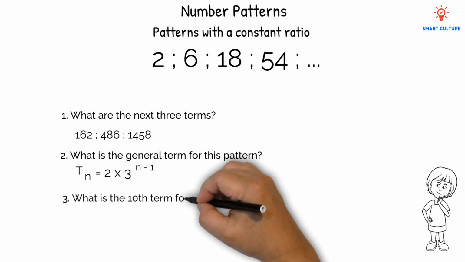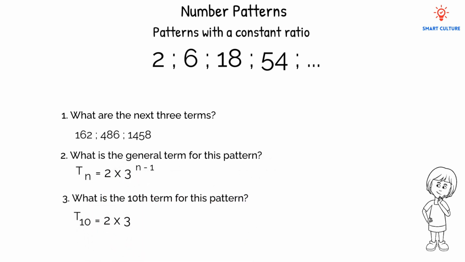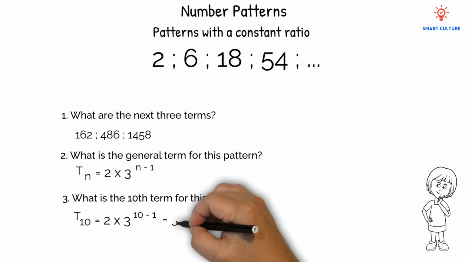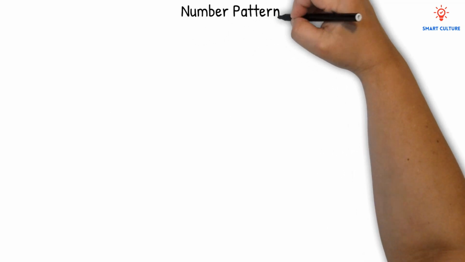To calculate the 10th term for this pattern, you would say T10 equals 2 times 3 to the power of 10 minus 1, which gives you an answer of 39,366.